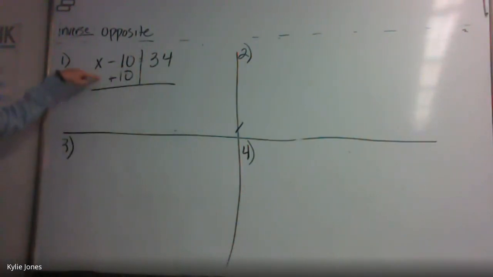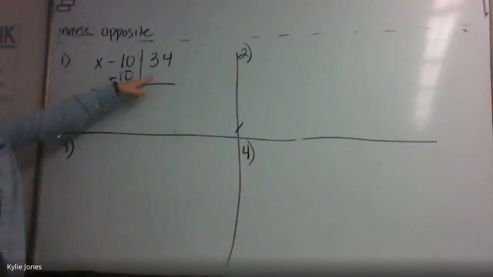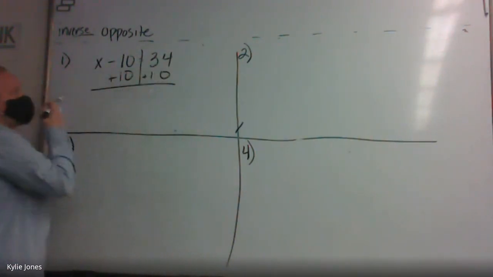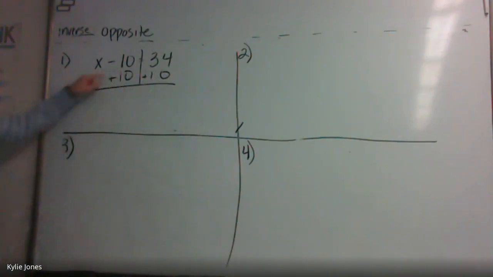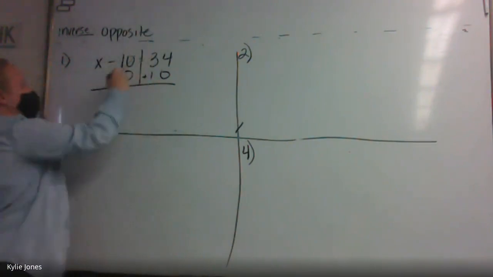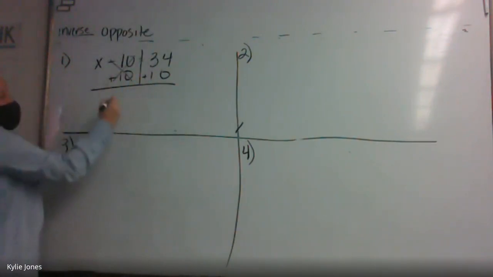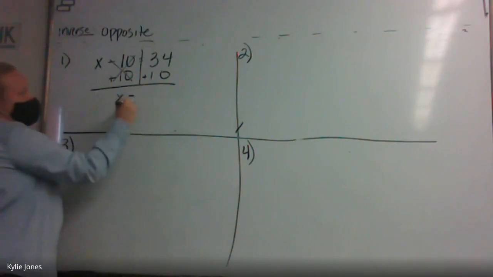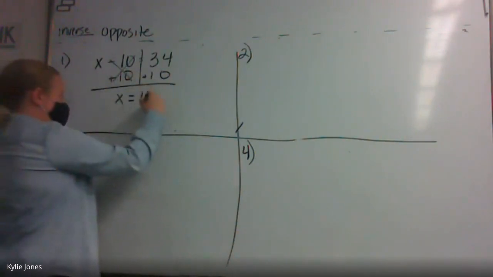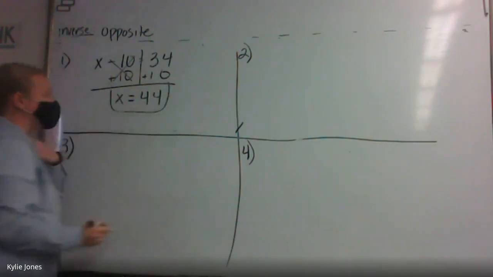If I add 10 to this side, what do I have to do to this side? You have to add 10 to the other side. We also have to add 10. Well, is it? This is negative 10 plus 10. What happens? So we're at negative 10, and we add 10. Where does it put us? 0. They cancel each other out. And we have x left equals, what is 34 plus 10? 44. X equals 44.